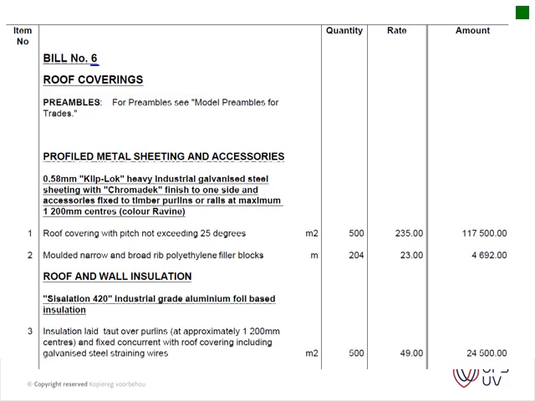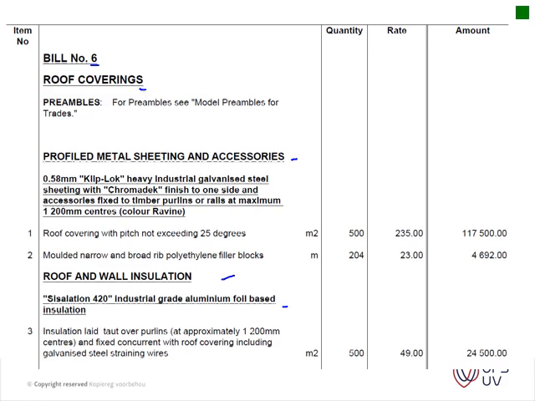So if you think about your trades, it's the tradesman that actually installs those items. So roof coverings, you will have specialist roof covering installers, and thus all of the roof sheeting, insulation, your gutters and everything like that will be included in this bill.